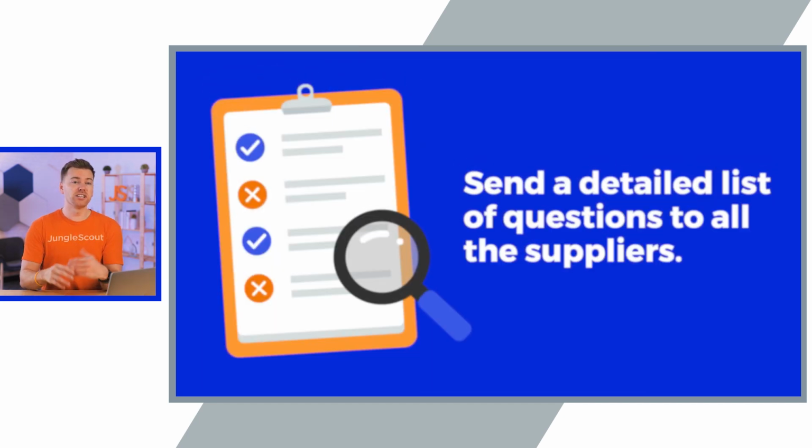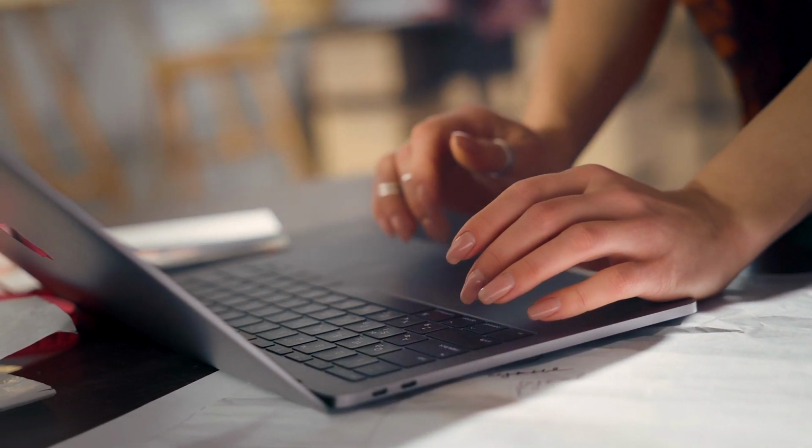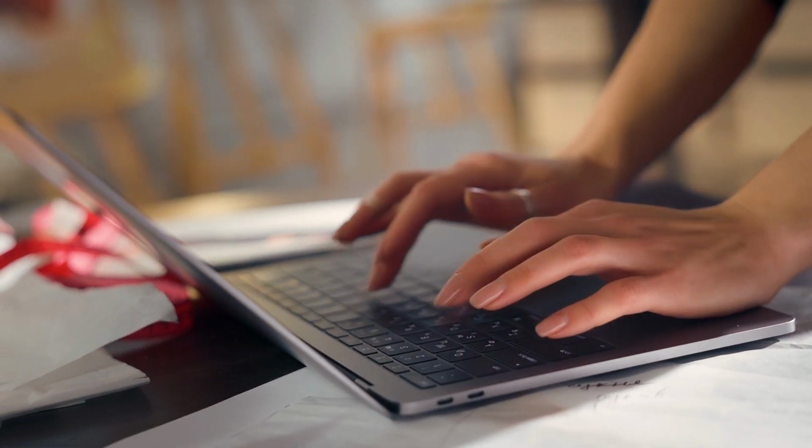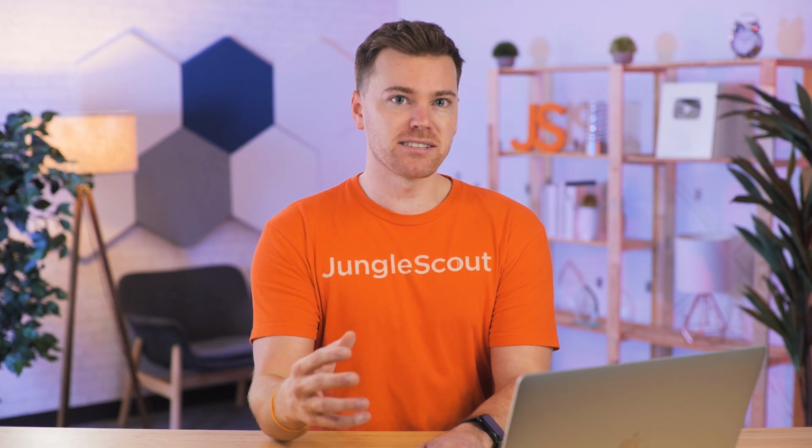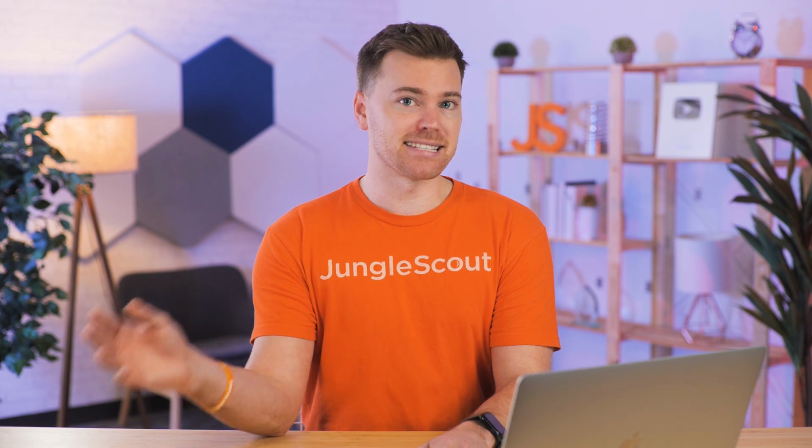The outcome you're trying to achieve here is to send a detailed list of questions to all the suppliers you found. And to do this, you'll first need to track down each supplier's contact information using either Alibaba or the supplier database. On Alibaba, it's pretty straightforward. You simply just click this contact supplier button. But just a fair warning here, Alibaba's messaging system can get a little bit messy, so you may just want to try out the supplier database instead.